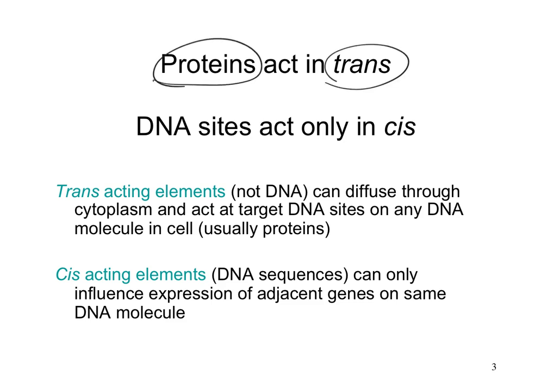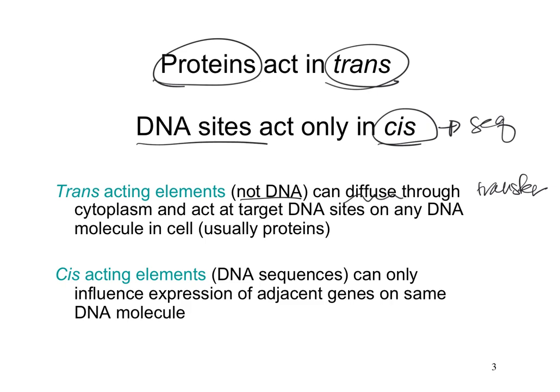Proteins act in trans. DNA sites act in cis. Think of cis as sequence. It's the same on the same plane. Transacting elements are not DNA. They can move, transfer. That's where we get trans. Think about transferring them. They can go through cytoplasm. They can act on target DNA. They can act on DNA molecules, right? Transcription factors. We'll talk about it in a minute.